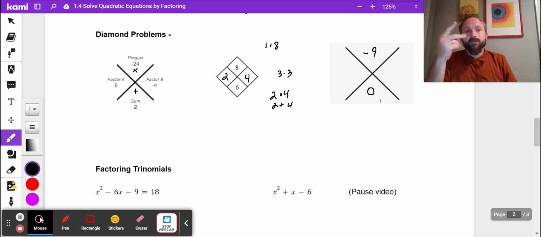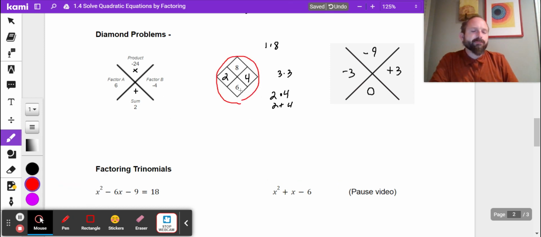3, 2, 1. Well, what times what? 3 and 3. But one has to be negative. Now, if I add those together, will they equal 0? Yeah. So what does this mean? Well, let's look at the middle one right here. You see that we got the answer of 2 and 4? Well, watch this.